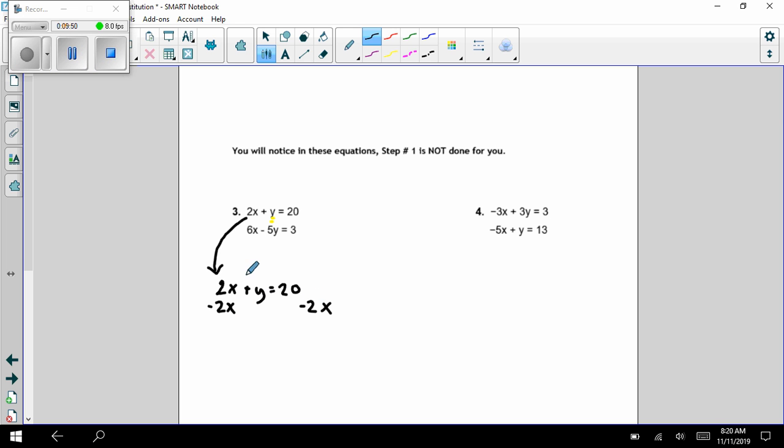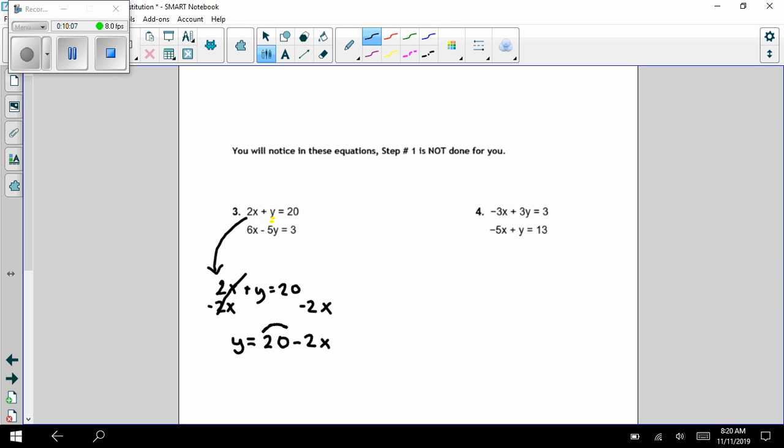That cancels it on the left side, and I'm left with y equals... it is not 18x. What's happening here is this doesn't have a variable and this one does. So I'm just going to rewrite it, 20 minus 2x. Now I have y all by itself.